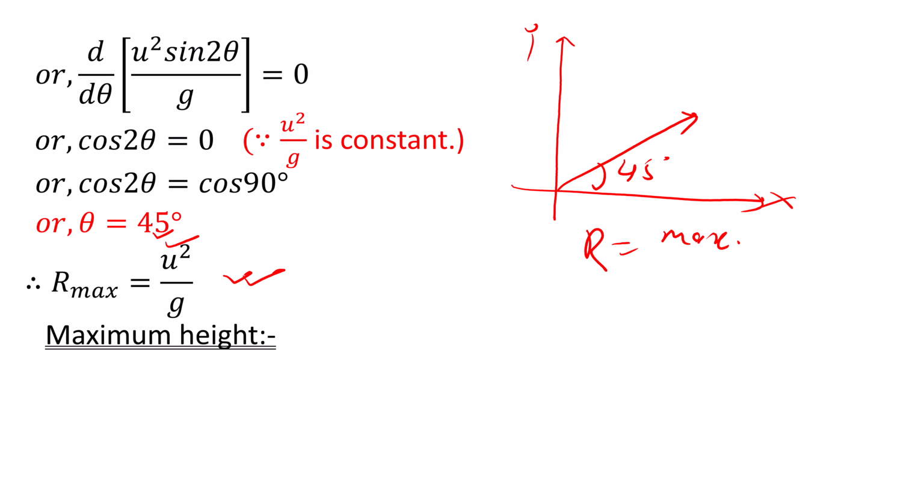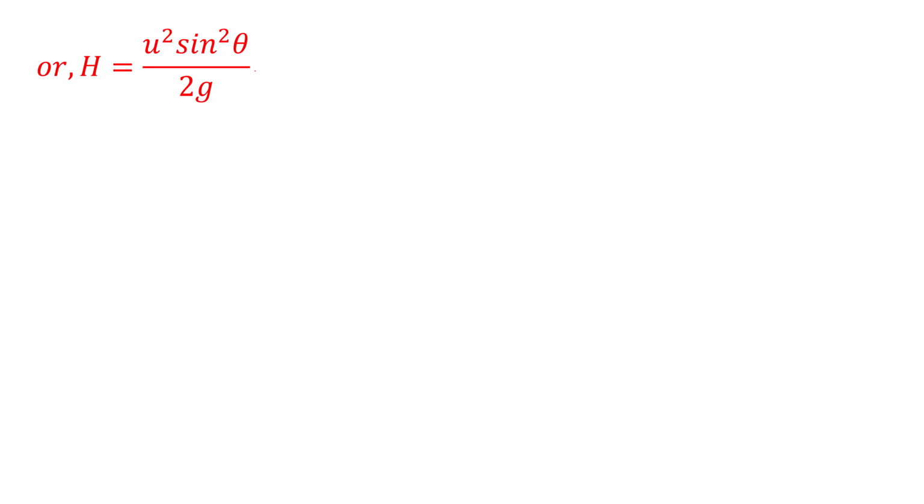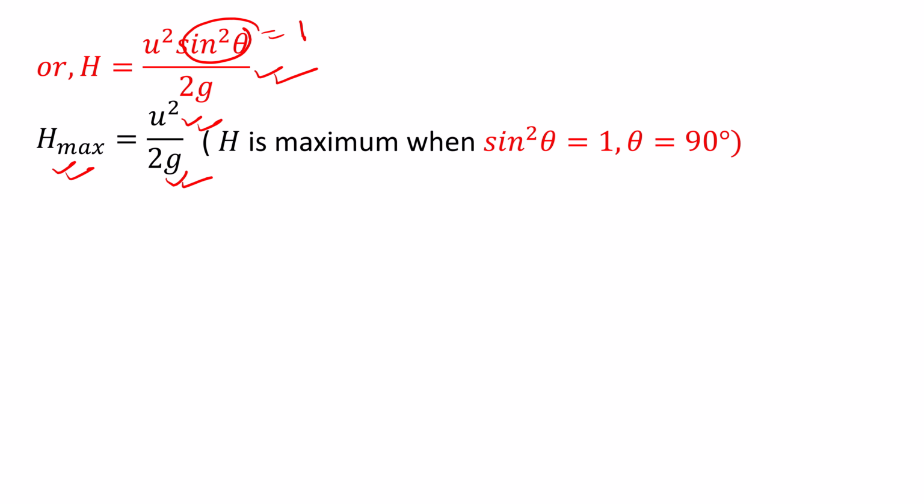Maximum height. The maximum height attained by the projectile during its flight is called maximum height. Let's apply the equation of motion. At maximum height, the vertical velocity is 0. Initial vertical velocity is u sin θ. a equals minus g. Acceleration due to gravity is always minus g. That's why maximum height attained is this much. This height will be maximum if sin²θ is equal to 1. That's why H max equals u² by 2g.